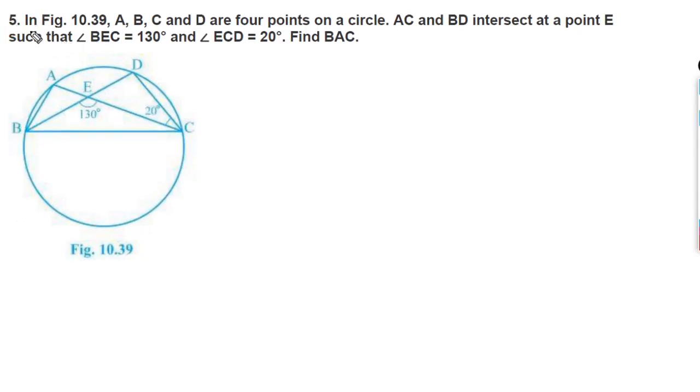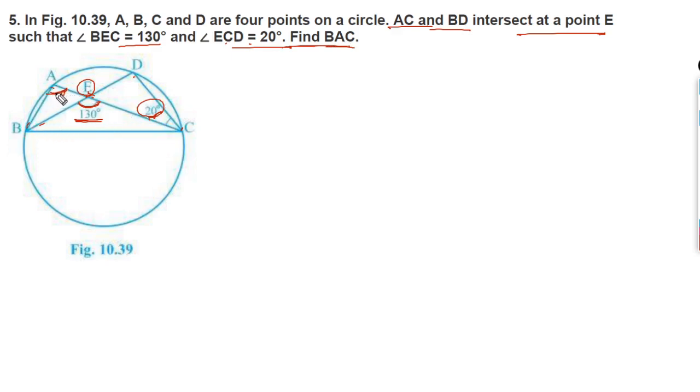So now we'll discuss question number 5. In figure 10.39, A, B, C and D are 4 points on a circle. AC and BD intersect at a point E such that angle BEC is equal to 130 degrees. You can see AC and BD intersect at point E. Angle ECD is equal to 20 degrees. Find angle BAC. So we have to find this angle.